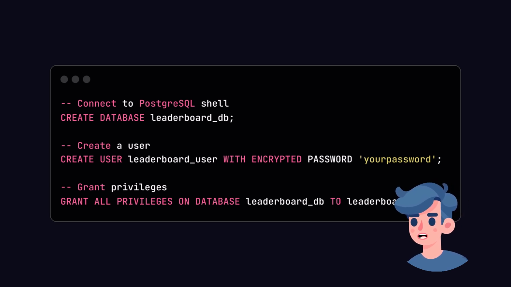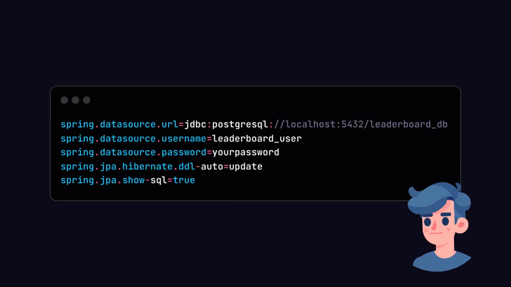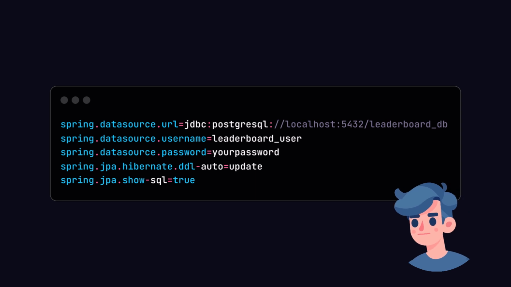Create a database named leaderboard_db and a user with the necessary permissions. Make sure PostgreSQL is running and you have access to it. Now that our database is ready, let's configure our application.properties to connect to PostgreSQL. You need to set the data source URL, username, and password for your database.